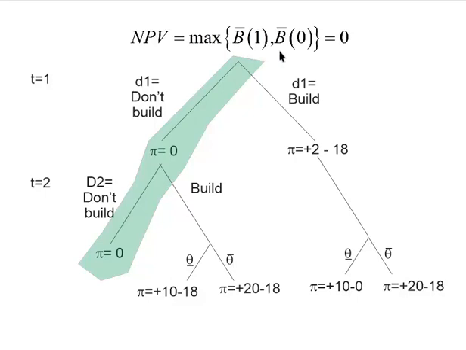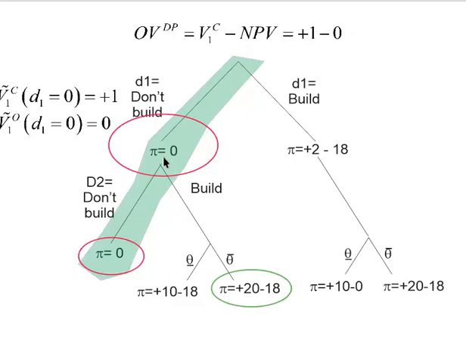The maximum across those two they call the net present value. That's the net present value of making a decision and sticking with it in period 0. The net present value is the maximum over that, which is going to be not build, or a payoff of 0. All right, now they can get into the different concepts of option value.